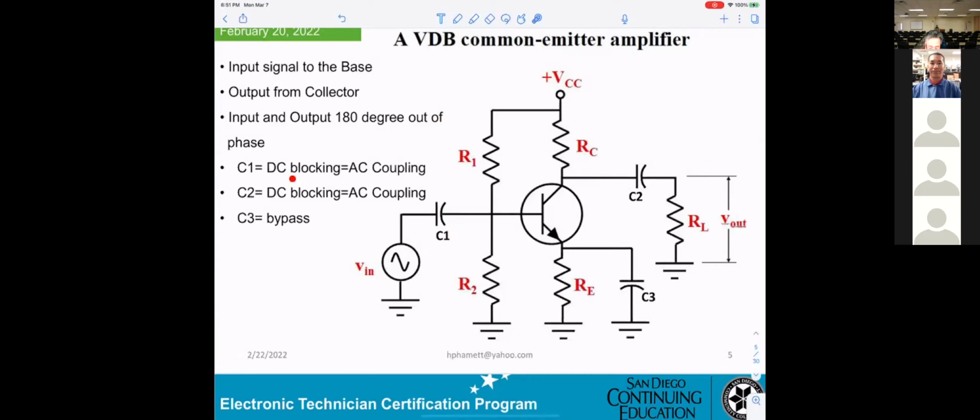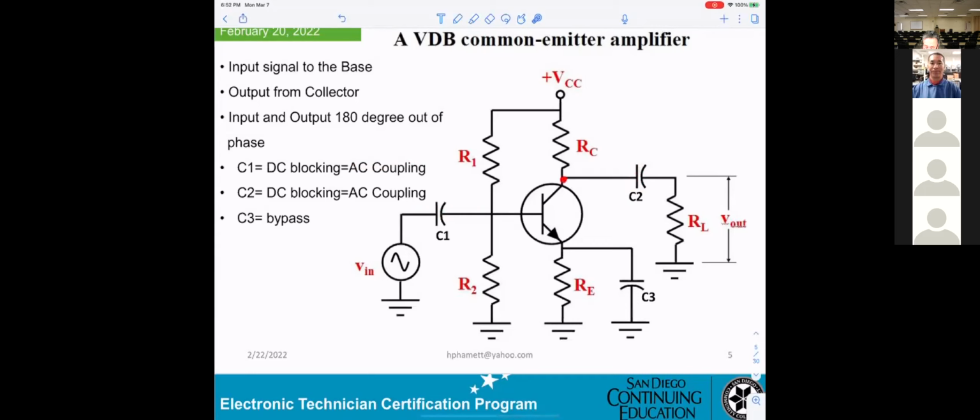C1 they call a DC blocking or AC coupling capacitor. The only thing is, they make sure they do not allow any DC from the input here to go to the base. However, they allow the sideways AC to go to the base. That's what AC coupling is. C2 is also DC blocking.